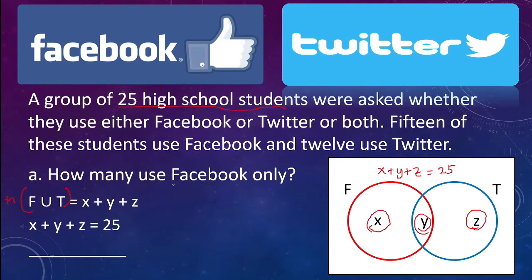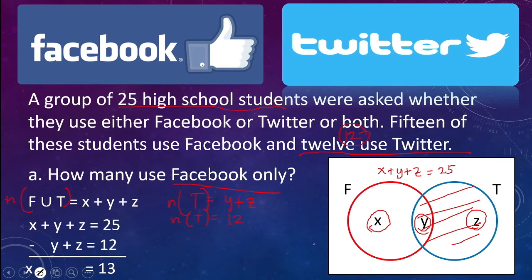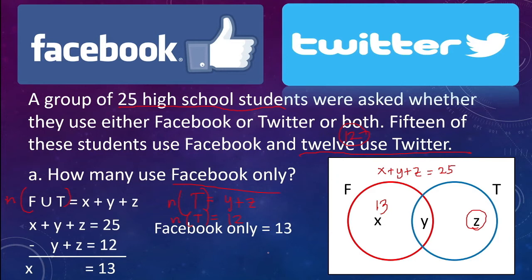So the question, how many use Facebook only? So let us subtract those students who use Twitter. We have here 12. So 12 students use Twitter. So the cardinality of the students who use Twitter is equal to Y plus Z. Yan, Y plus Z. So the cardinality of students who use Twitter, Y plus Z, is equal to 12, because 12 students use Twitter. So let us subtract this 12. The answer is 13. So that means 13 students use Facebook only. Okay? So Facebook only, we have 13.